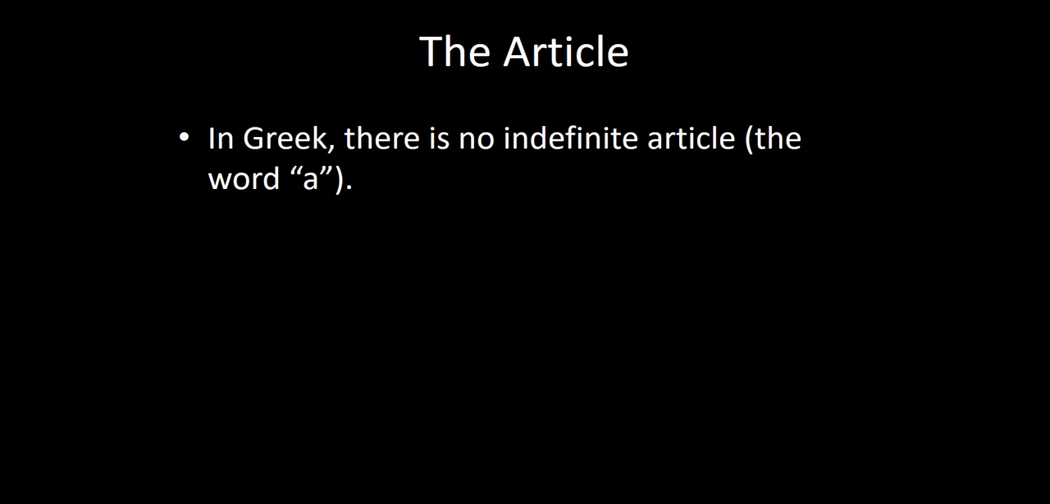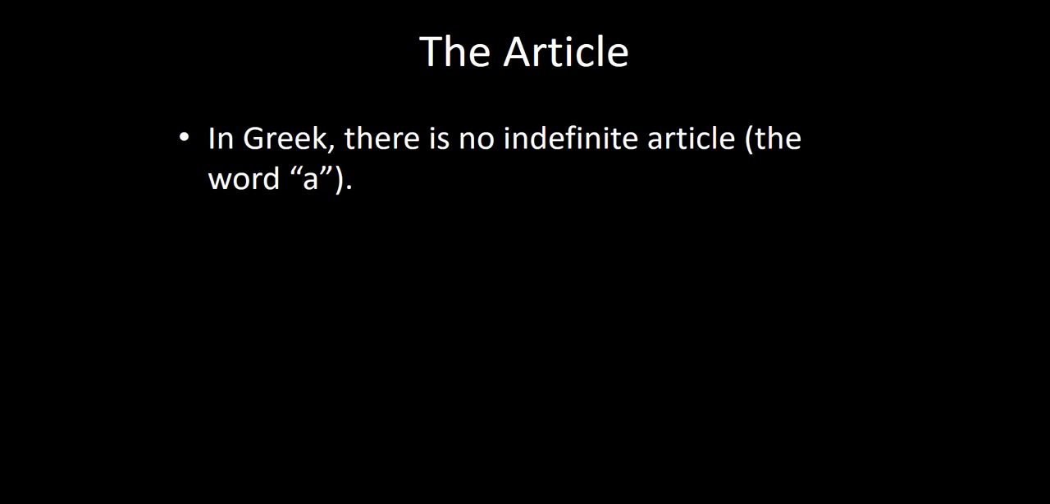Now I want to give you a brief introduction to someone who will become a very good friend in Greek. This is the article. We're not going to learn it today, except for a little bit. Next week you'll actually meet the full article in all of its glory. But today what I want to tell you is that in Greek, there is no such thing as an indefinite article. What does that mean? Well, an indefinite article is the word a or an. In Greek, there's no such thing.